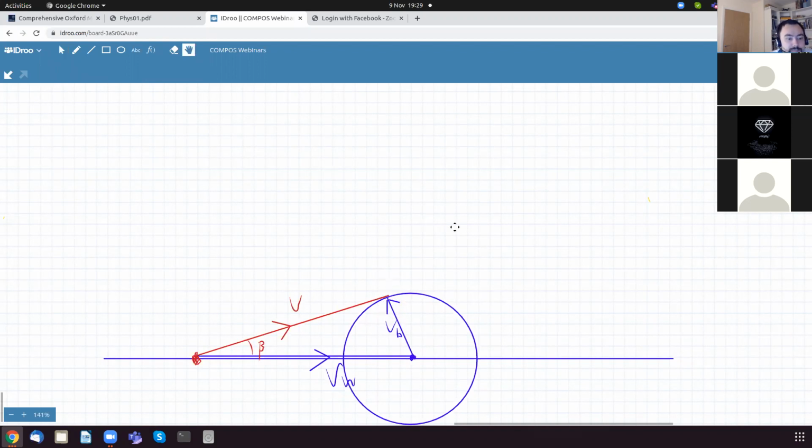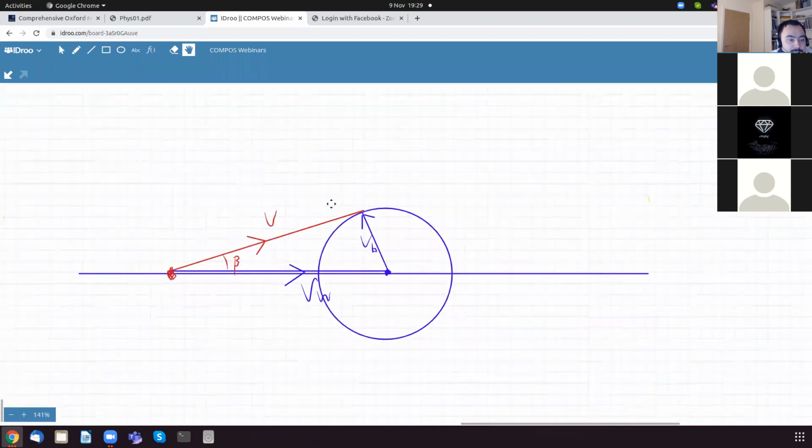And this is 90 degrees. Well, no, the answer is not 90 degrees. So this is 2. This is 5. And the question is, how should the driver direct the boat? So basically, your task is to find this angle.